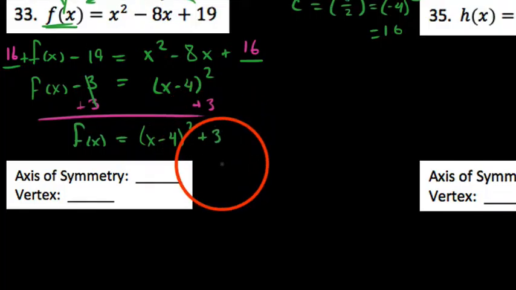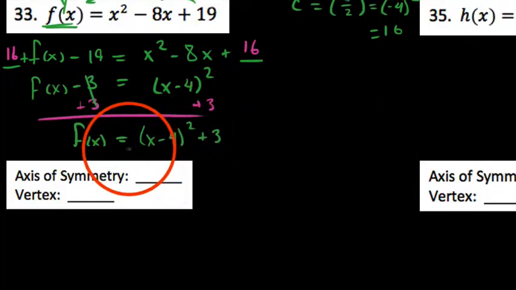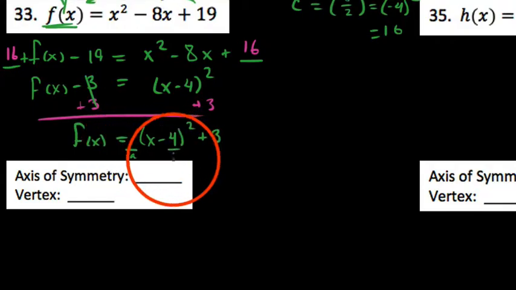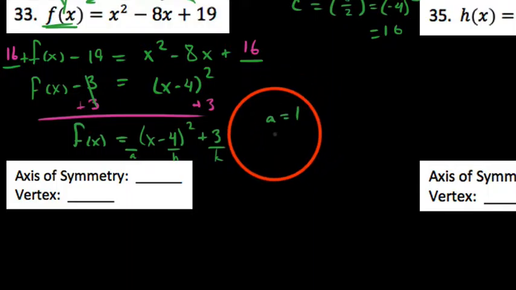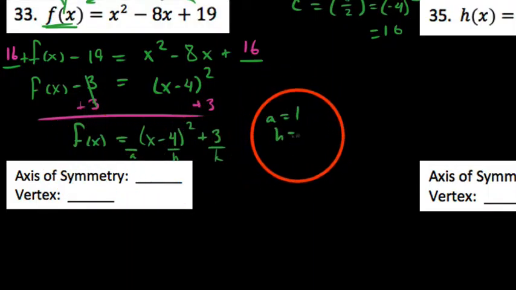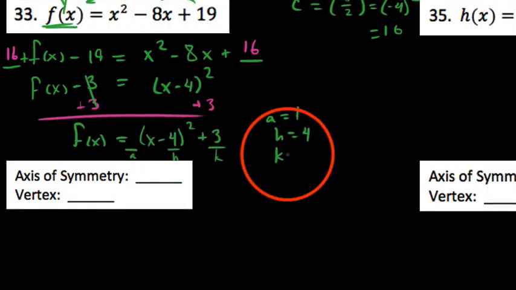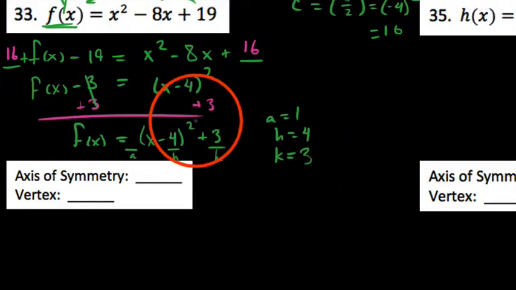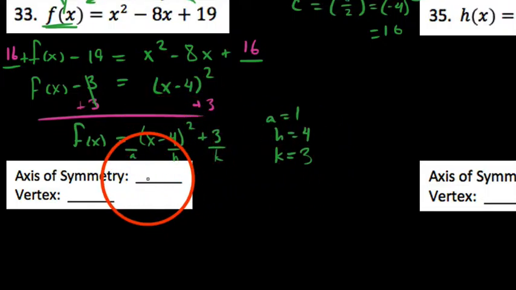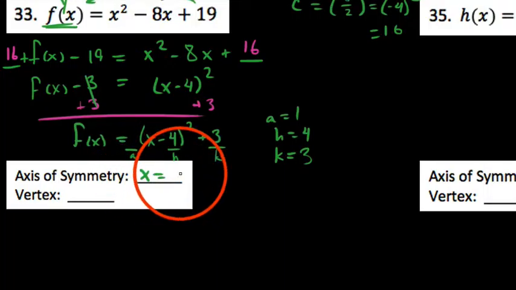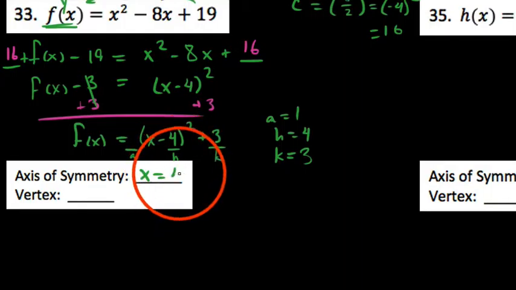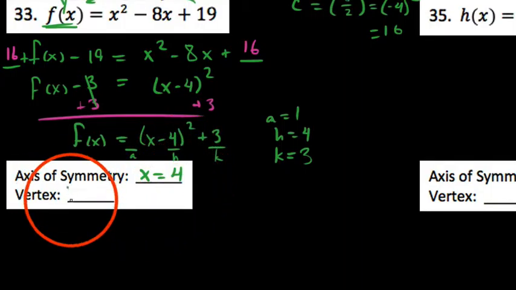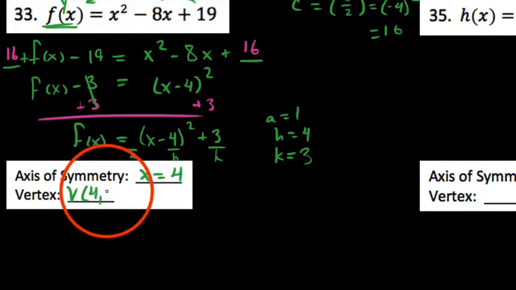Now the nice thing about this is we can very clearly see the values of a, h, and k. So our a value here is 1, our h value is a positive 4, and our k value is a positive 3. Remember, your h value looks backwards, but it's not. So our axis of symmetry, the very first thing we want to write down, is the x value of our vertex, or the x value that our axis of symmetry runs through. They are the same x value, but we say x = 4. And then our vertex would lie at the point (4, 3).